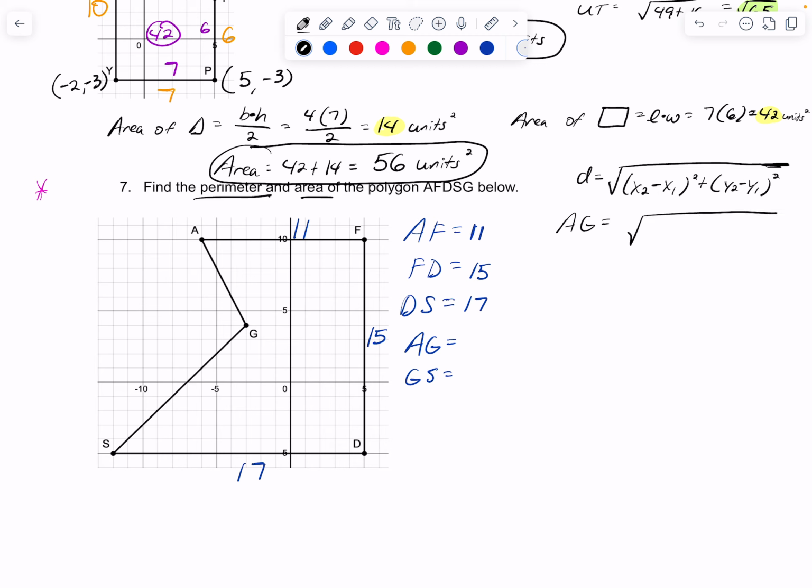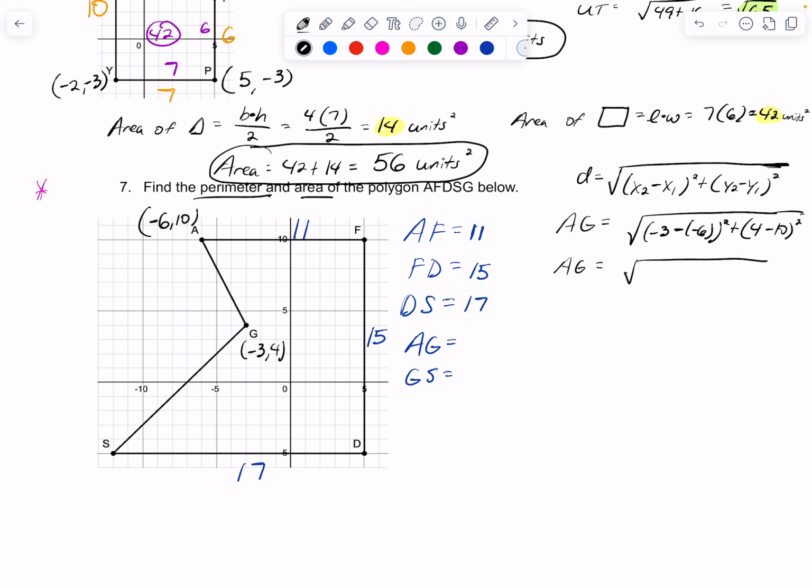All right. So AG, let's get the ordered pairs for AG here. So A, that's going to be negative 6, comma 10. And then G is going to be negative 3, comma 4. All right. So finding AG, I'm going to do negative 3 minus negative 6, all of that squared, plus 4 minus 10, all that squared.